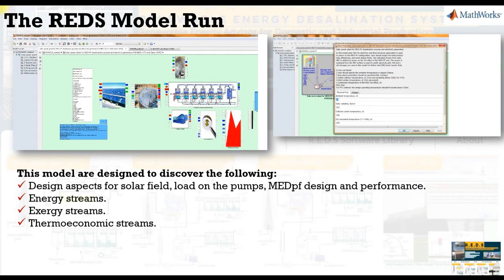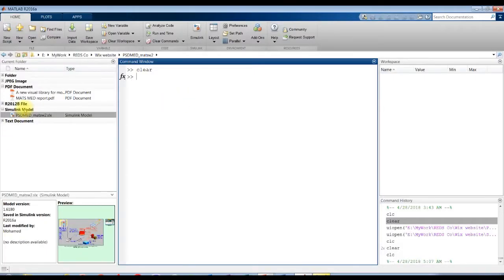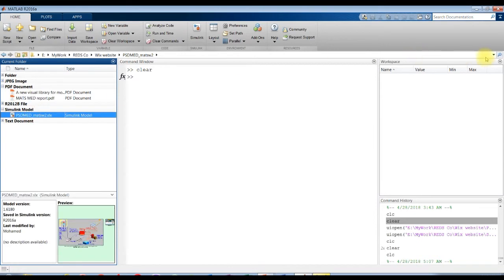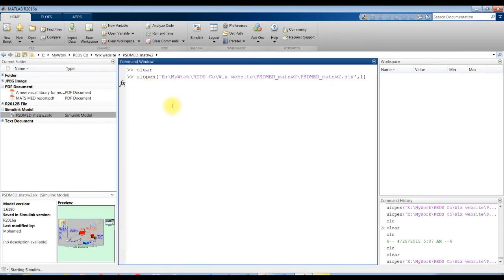Okay, how can we run our model in order to explore some design aspects for the solar field, load on the pumps, MED, energy streams, exergetic streams, and exergy economics or thermoeconomics. Let's go and find out how we can run our model. Opening our MATLAB, we are going to our destination folder and then let's run our model.